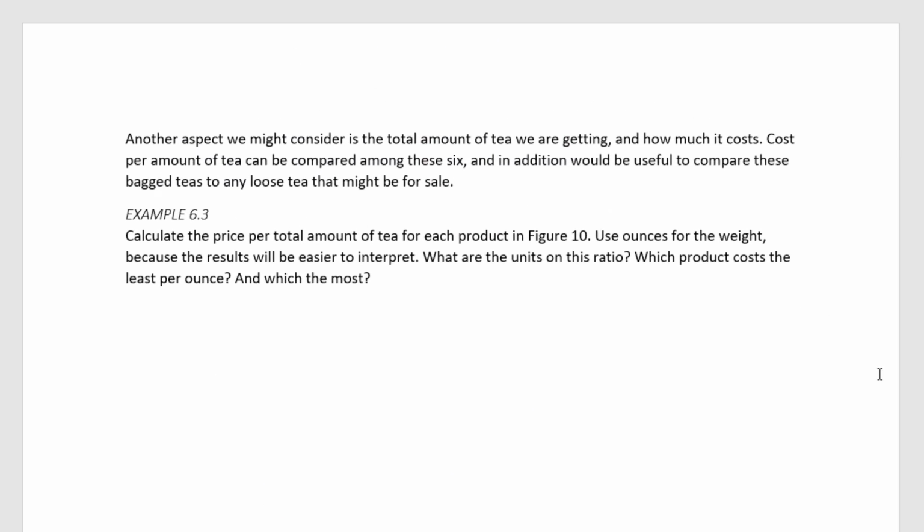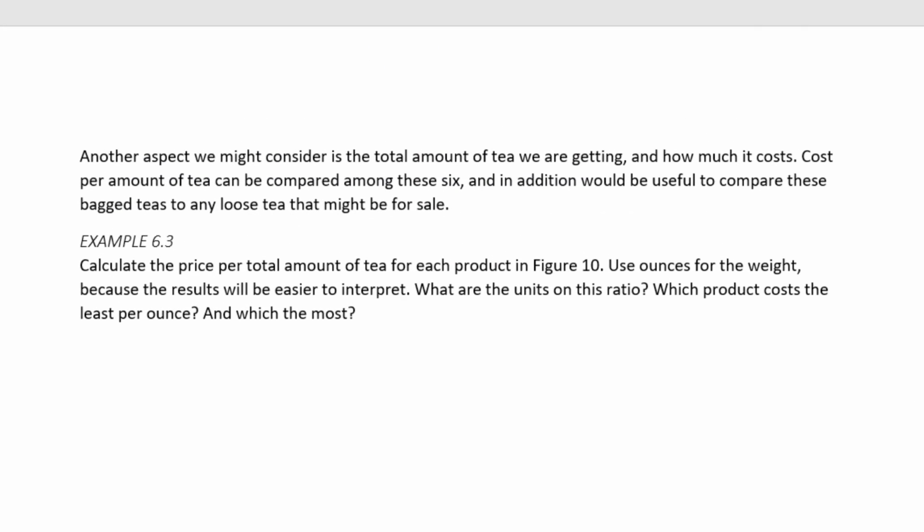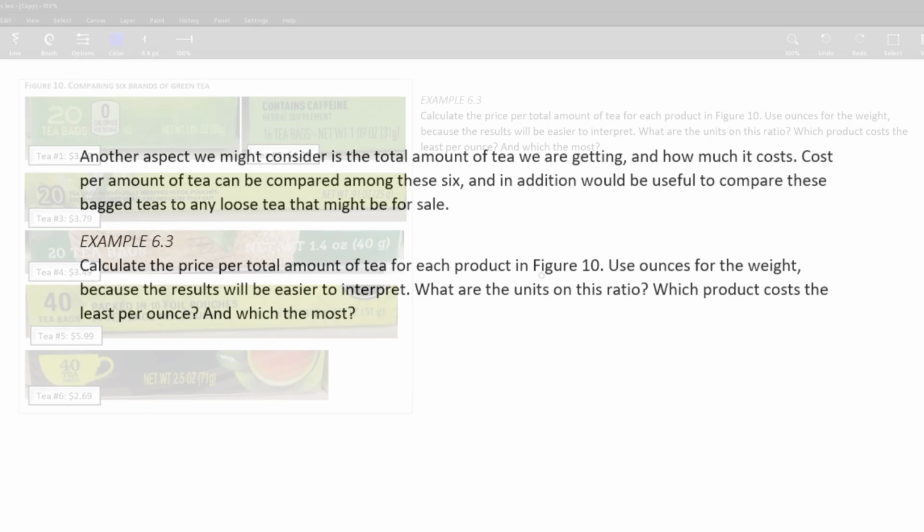Another aspect we might consider is the total amount of tea we are getting and how much it costs. Cost per amount of tea could be compared among these 6 that we're looking at. And in addition, this kind of calculation would be useful to compare these 6 plain green tea in bags products against, say, other products that provide loose green tea. So let's take a look at example 6.3 to see what I mean.